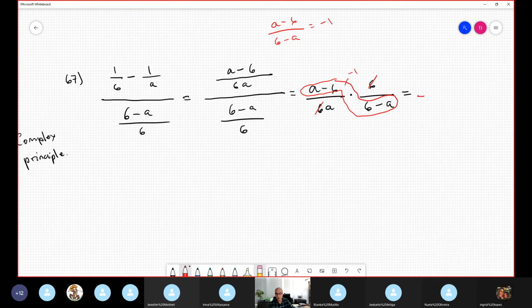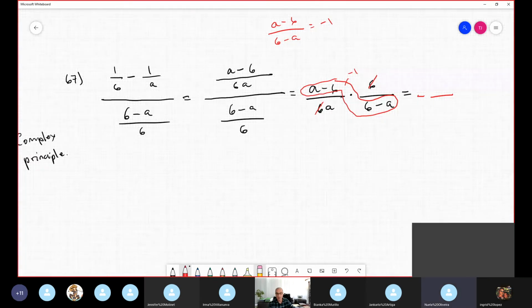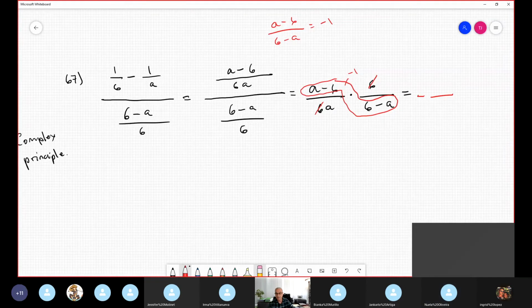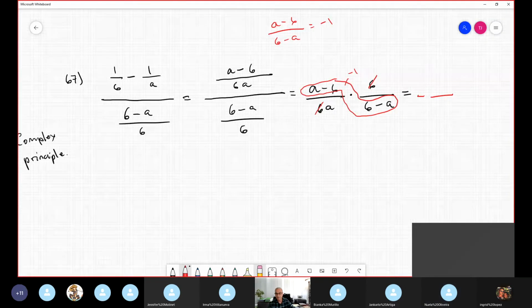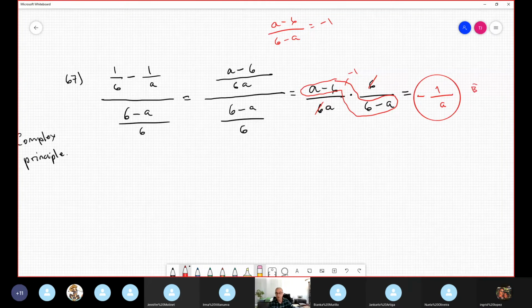Help me to write the final answer. Minus something. What stays alive in the top? Professor, let's finish, it's a. But a in the top or a in the bottom? Bottom, very well. And the top, nothing. This is the answer, which corresponds with option B, I guess.